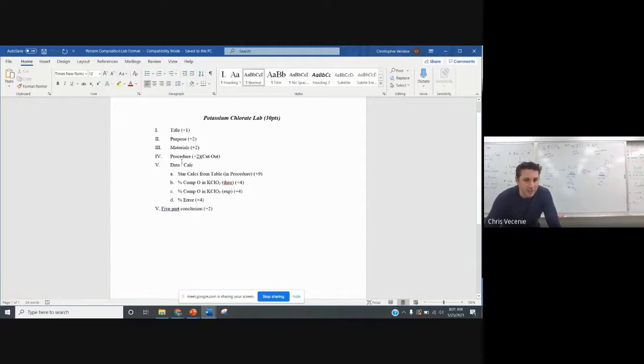Your data and calculation section. The first thing are those star calcs that I'm talking about. All right, so you would have to have a calculation for a box, right, that has a star in it, every single one, even if it's a subtraction. Right. One of those boxes is the percent comp of the KClO3 theoretical, which we'll talk about. One of them is the percent comp KClO3 experimental, and then our percent error, and then our five-part conclusion.